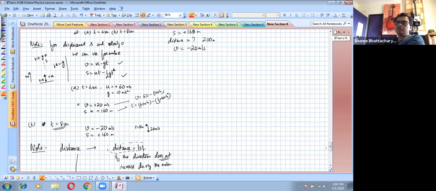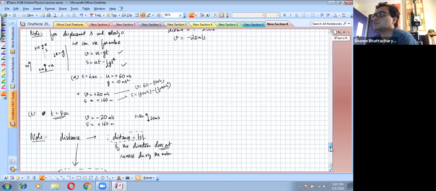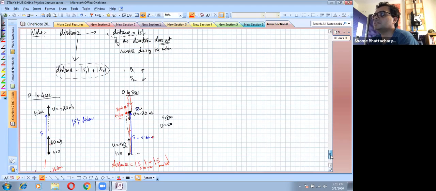Okay, people, are the values clear for the distance, for the displacement and velocity? By substitution, how we are getting those velocities and displacements? Okay, people, so hope this is clear. So I'm scrolling down now to show you the representation of this with the diagram.